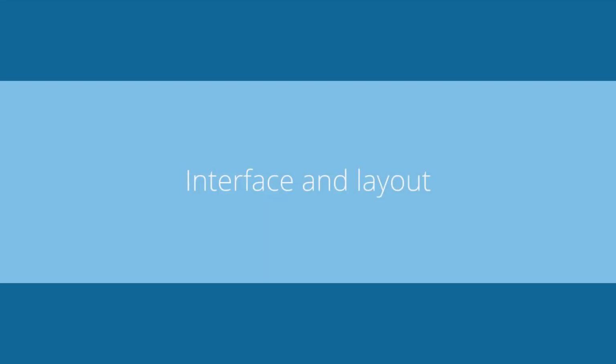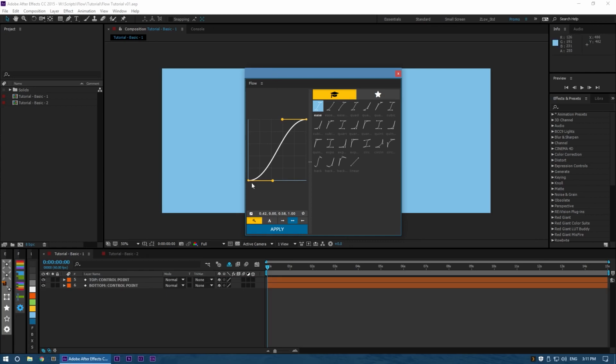When you start Flow, this is what you'll see. On the left, we have our graph panel. On the right, the library. In the library, there's two tabs up here. The default curves, which are 25 curves that we've pre-selected and pre-built, and the user library, which will be populated by anything you save or import from somebody else.